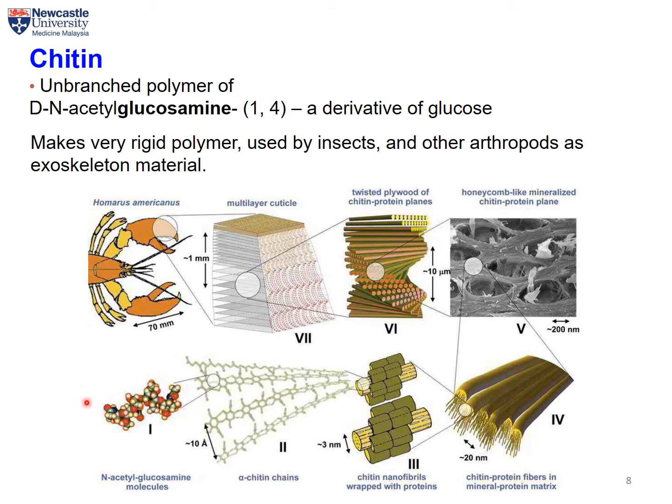So in this case, you have N-acetylglucosamine, which is a derivative of sugar glucose. And as you can see, they are used as the monomer to make chitin, which will provide structural support for insects and other arthropods as their exoskeleton material.